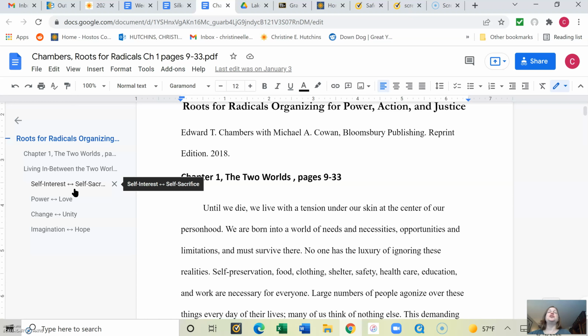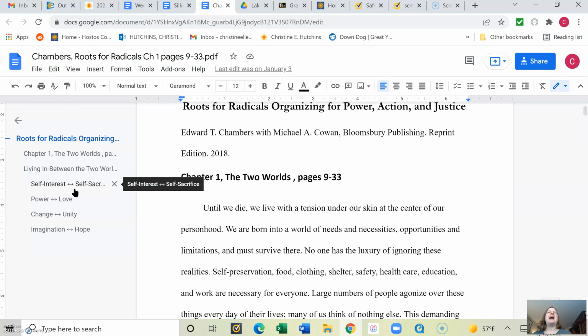As a parent or as a child, as a friend, you know that good relationships are healthy relationships, a balance between power, what I need you to do, and love, what you need me to do. Same thing he says between change, having things change over time, and unity, having things stay the same so we all sort of know what to expect. Imagination and hope, like imagining what could be and hoping to make it.